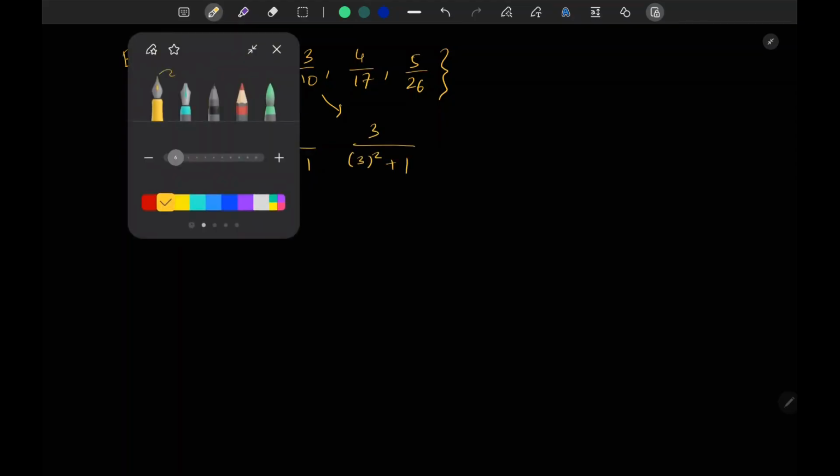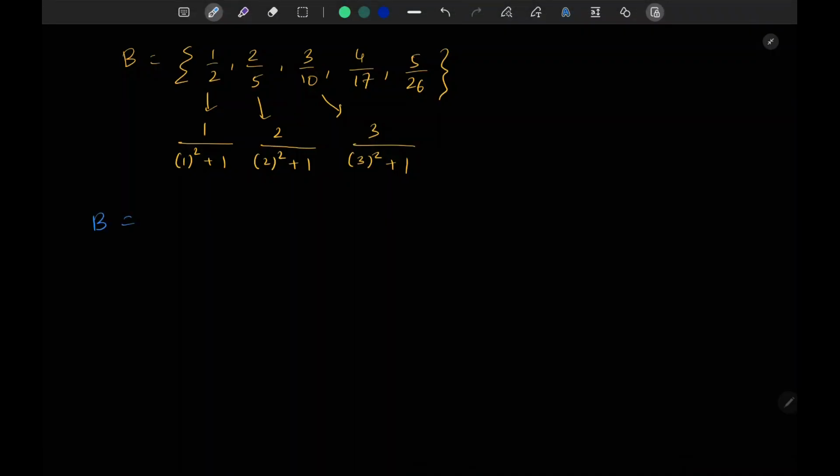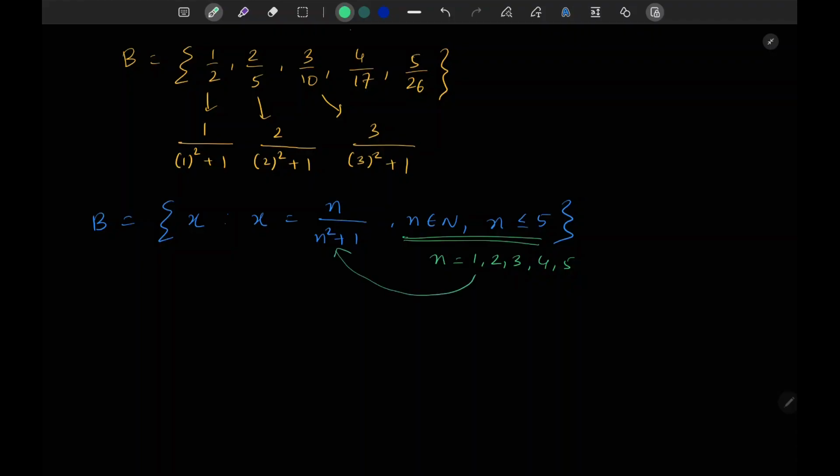So in the set builder form, the same set can be written as P equals x such that x equals n by n squared plus 1, where n belongs to natural numbers and the value of n is less than or equal to 5. From these two properties, we get the values of n. Since n is a natural number less than or equal to 5, the values of n are 1, 2, 3, 4, and 5.